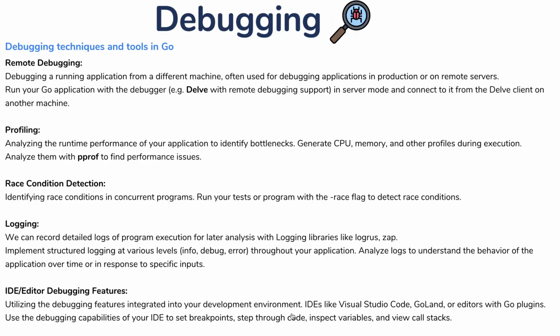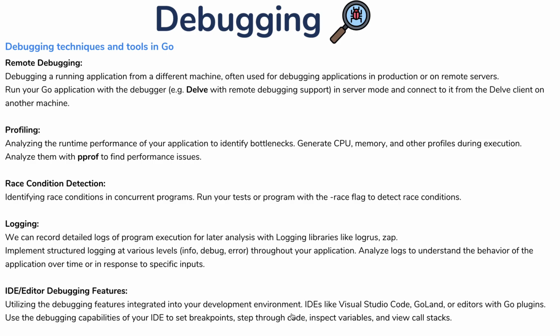Then remote debugging. Now, debugging a running application from a different machine, often used for debugging applications in production or on remote servers. Run your Go application with a debugger, for example Delve with remote debugging support, in server mode and connect to it from the debug client on your other machine. And that's how you can do remote debugging.